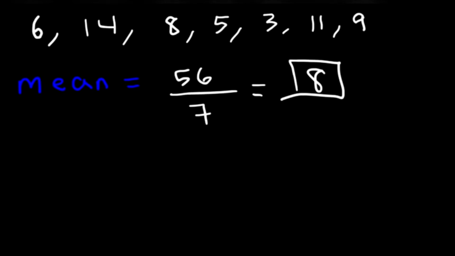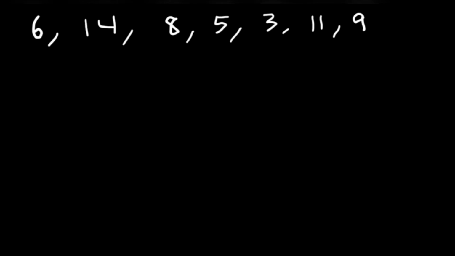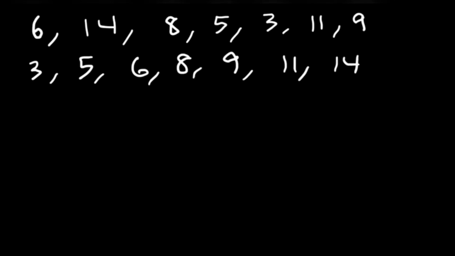So now, let's go ahead and calculate the median. But to do that, let's arrange it in increasing order. The lowest number is 3, the next one is 5, and then we have 6, 8, 9, 11, and 14. Notice that the middle number is 8. So therefore the median is equal to 8.